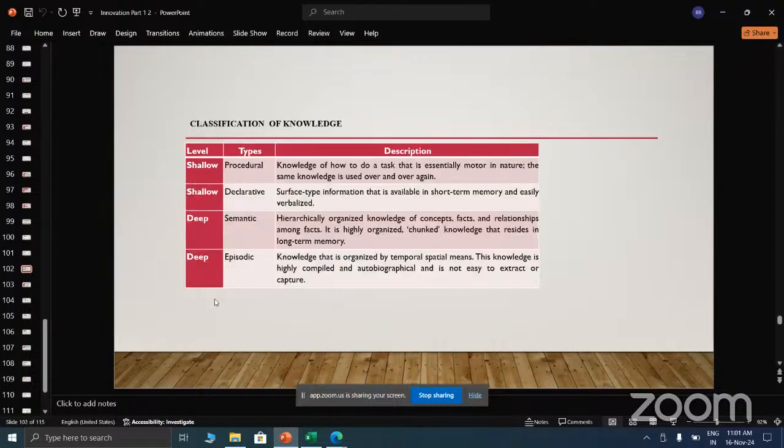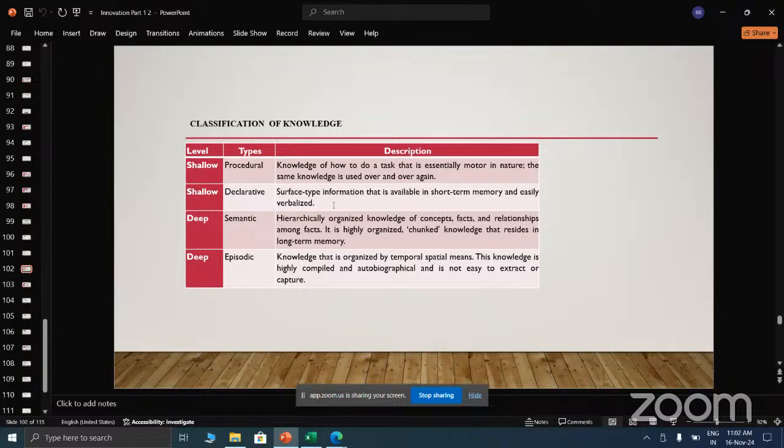Let's classify knowledge now. Knowledge is classified into two types, shallow and deep. Under shallow, we have procedural and declarative, and under deep, we have semantic and episodic. What does procedural look into? Procedural knowledge, which falls into the shallow level, covers how knowledge is involved to do a task that is essentially motor in nature. The same knowledge can be used over and over again when it is recorded, just like the sessions now, which are recorded on YouTube. If anyone misses the class, he or she can just browse through it again.